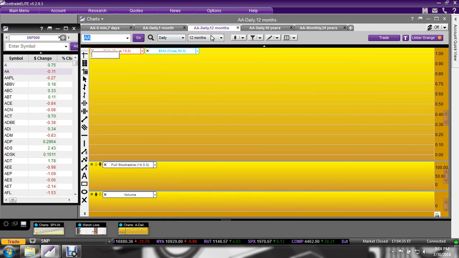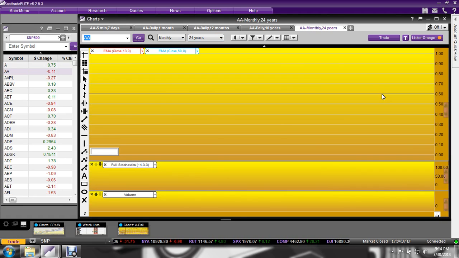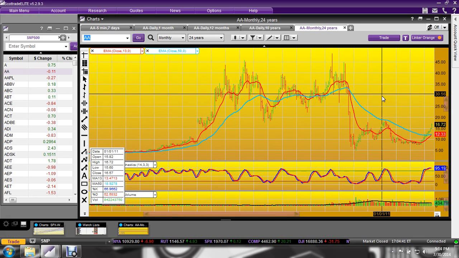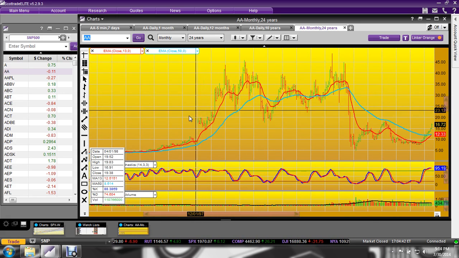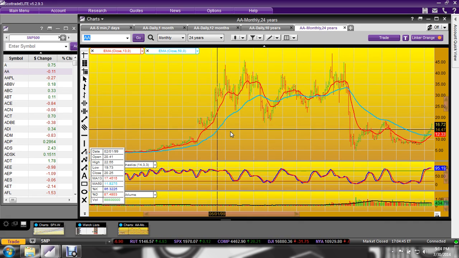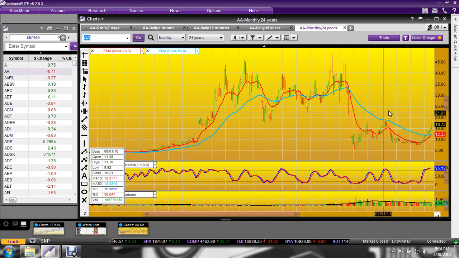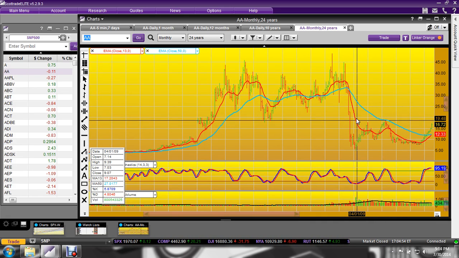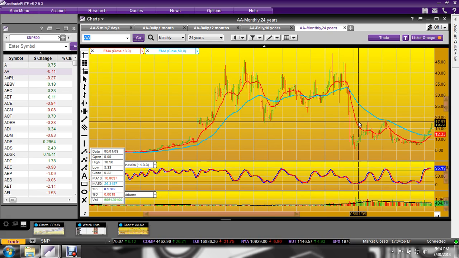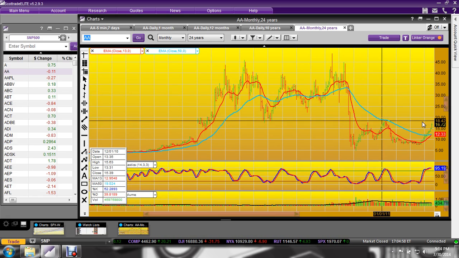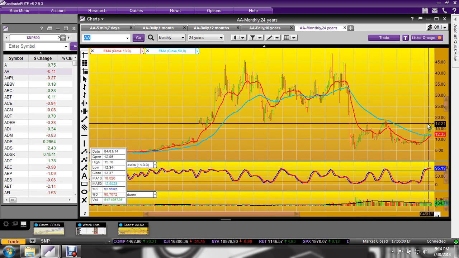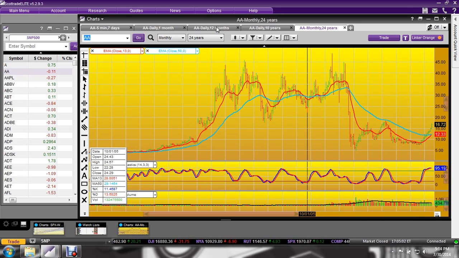Here's Alcoa. Now Alcoa isn't quite back up to resistance it's seen earlier. It established a resistance back here. It turned into support here and returned into resistance here. It's in the same range. It's not exact, but it's in the same range here. Now Alcoa hasn't reached that resistance level yet, but it's coming close.